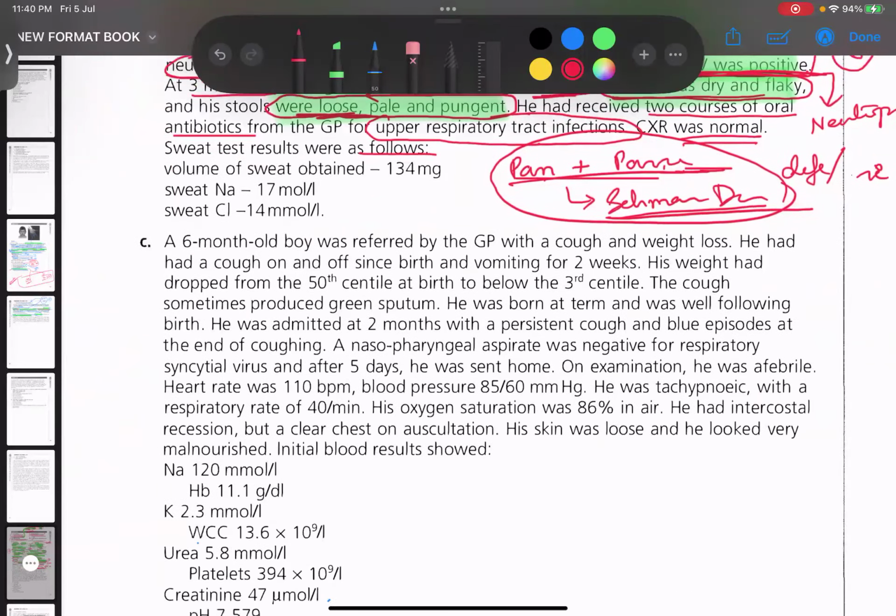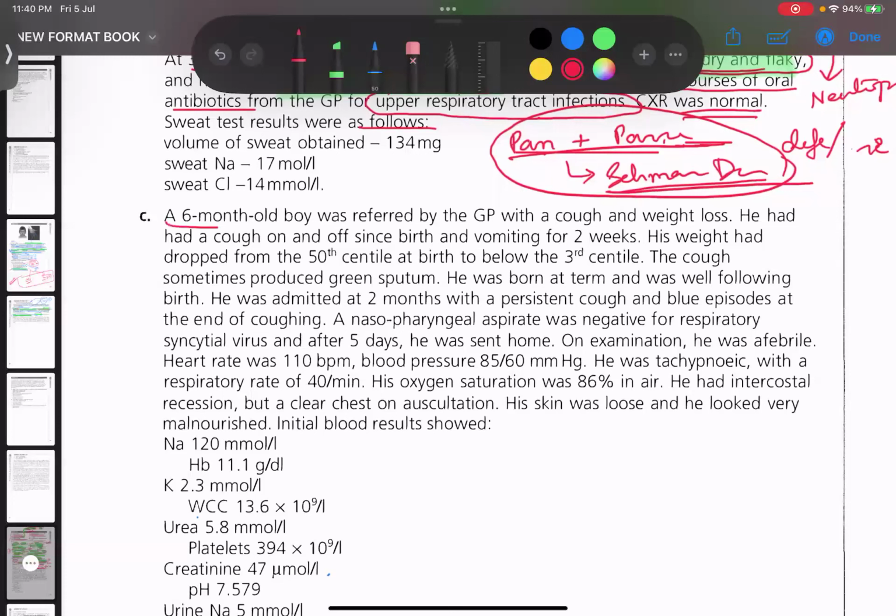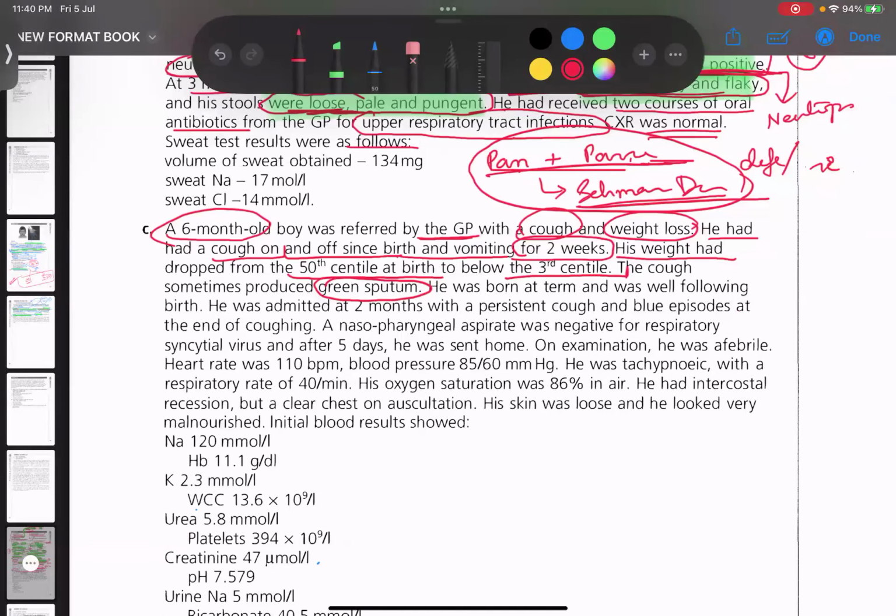Okay. Next one. A 6-month-old boy was referred by the GP with a cough and weight loss. He had a cough on and off since birth and vomiting for 2 weeks. His weight had dropped from the 50th centile at birth to below 3rd centile. The cough sometimes produces green sputum. He was born at term and was well following birth. He was admitted at 2 months with persistent cough and blue episodes at the end of coughing.